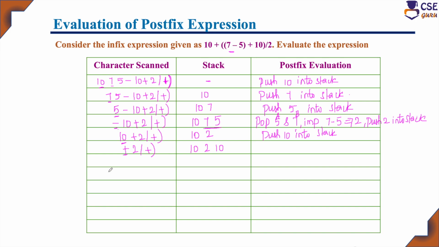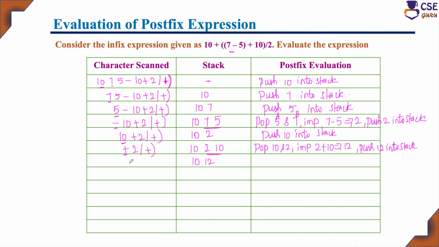And the next comes the operator. So if it is an operator, pop the top 2 elements and implement the corresponding operation. So pop 10 and 2. What is the operation you have to implement? Addition. So B is 2, plus 10. The result you will get is 12. Push the result 12 into the stack. Okay. So now we have popped the top 2 elements and implemented the addition operation, and the result 12 you have to push back into the stack.